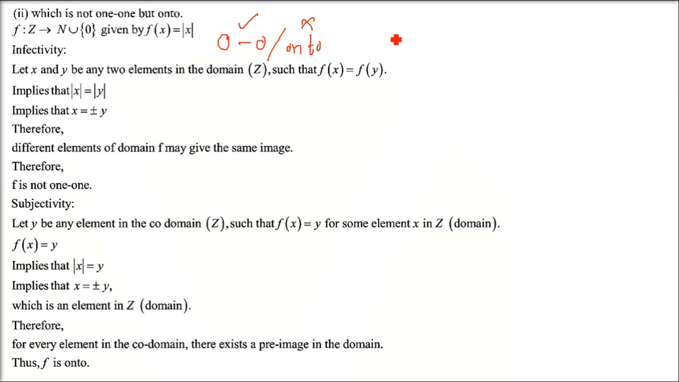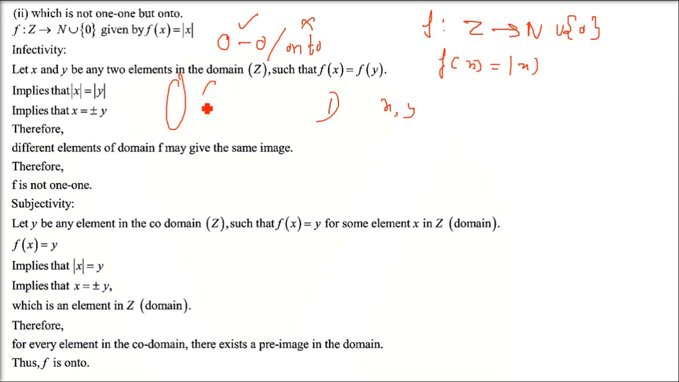So we have a function here, and domain and range are very important. Domain is all the integers and the range is the natural numbers union with 0, so you can call it the whole numbers also. Okay, so the function is mod x, which is the absolute value function or the modulus function.